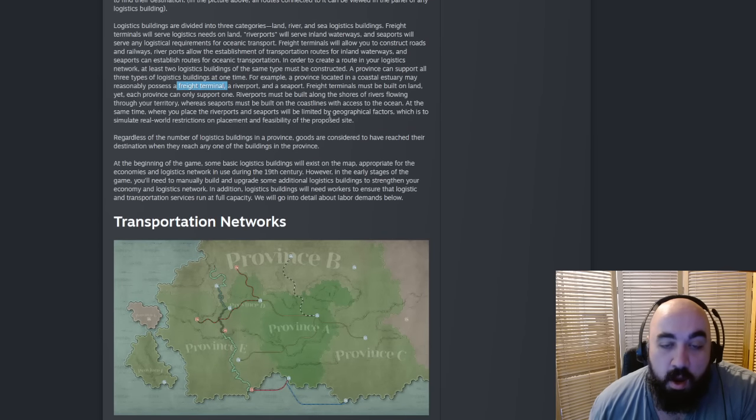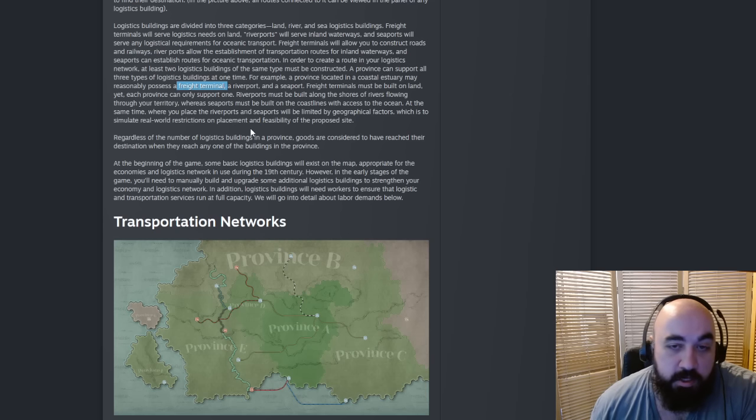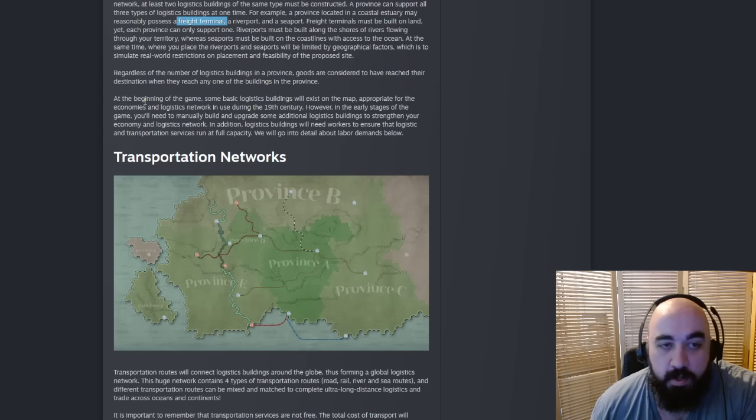Okay. Freight terminals must be built on land, yet each province can support only one. Interesting. I guess you upgrade the level. River ports must be built along the shores of rivers flowing through the same territory, whereas seaports may be built on the coastline with access to the ocean. At the same time, where you place the river ports and seaports will be limited by geographical factors, which simulate real-world restrictions on the placement and feasibility of proposed sites. I assume you can't build a freight terminal in the middle of the ocean as well.